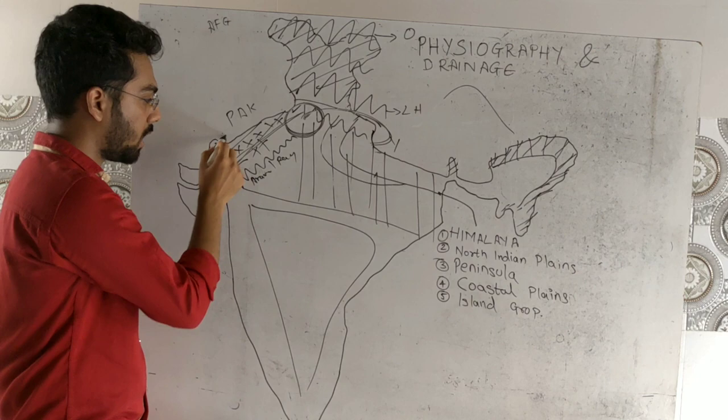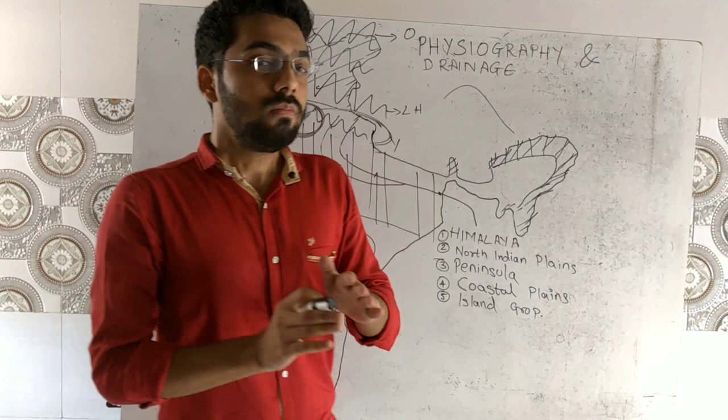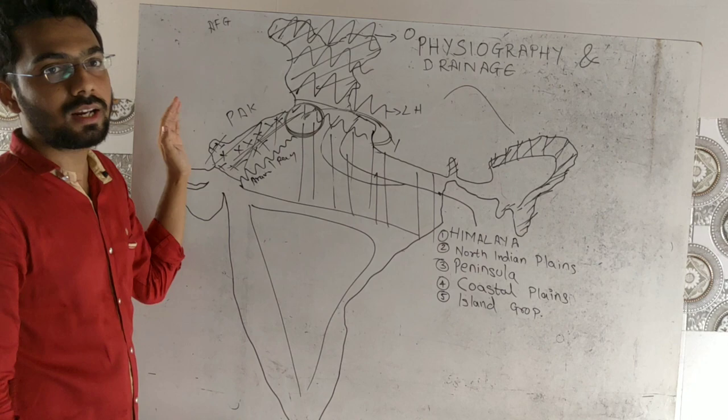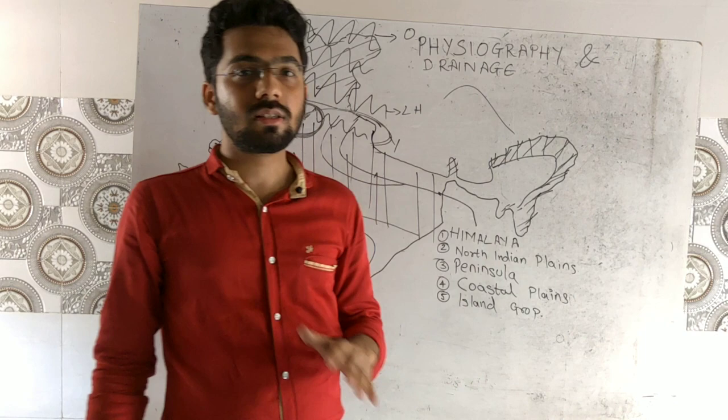So what we can understand from this is that the North Indian Plain is divided into two parts, the eastern side and the western side. Eastern side is formed by the depositional work of river Ganga. Western side is formed by the desert. Western side is sloping towards the west. Eastern side is sloping towards the east. This is how the things are formed.